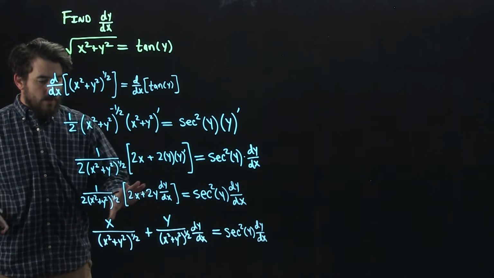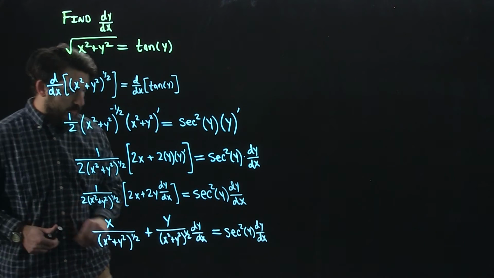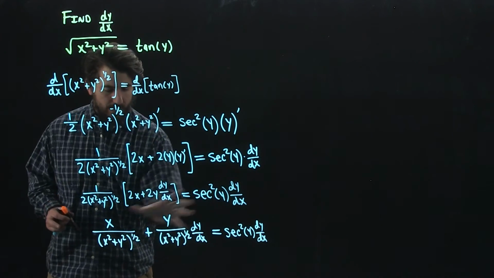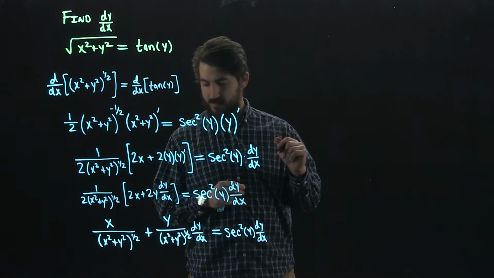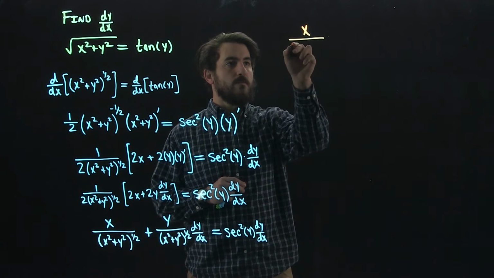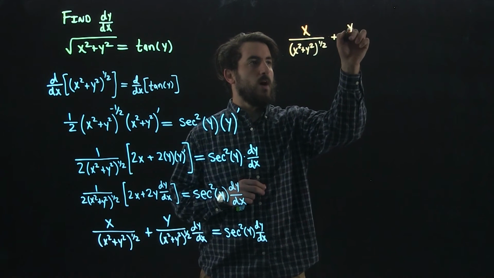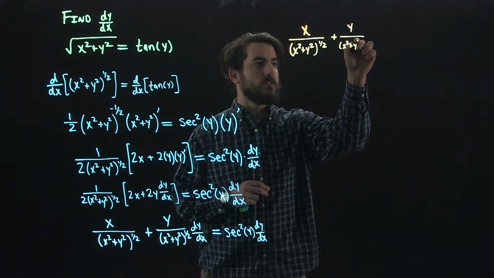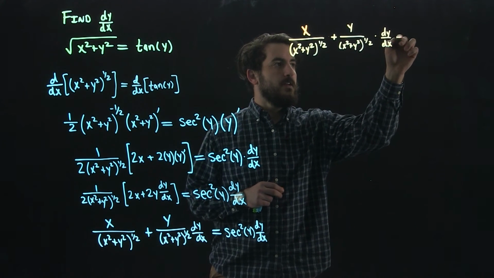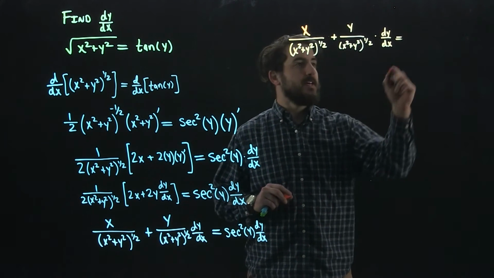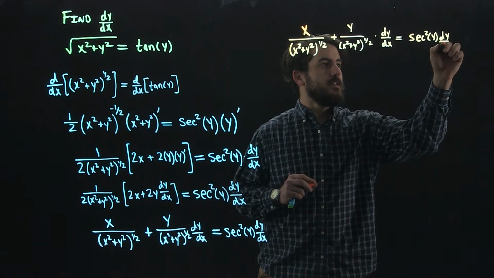Okay, so I have pretty much laid out what I need to do in order to solve for dy/dx. So what I'm going to start now is the process of solving for dy/dx here. So I'm going to rewrite this. So this rewritten is going to be x over (x squared plus y squared) to the 1/2 plus y over (x squared plus y squared) to the 1/2 dy/dx equals, and so then the right-hand side, that's going to be secant squared y dy/dx.